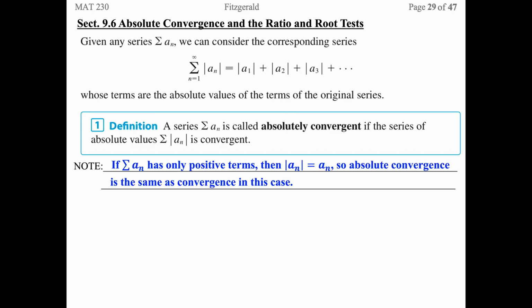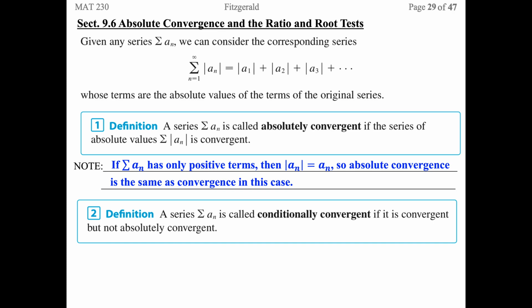So if our series of a sub n has only positive terms before we think about putting absolute value bars around it, then the absolute value of a sub n is the same as a sub n. So absolute convergence is the same as convergence in this case. Again, when we say absolute convergence, that means we put absolute value bars around our function and its terms.